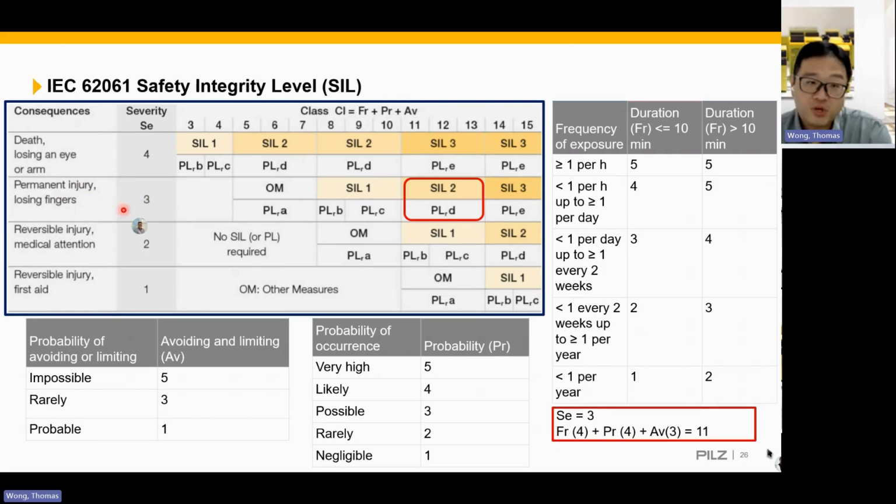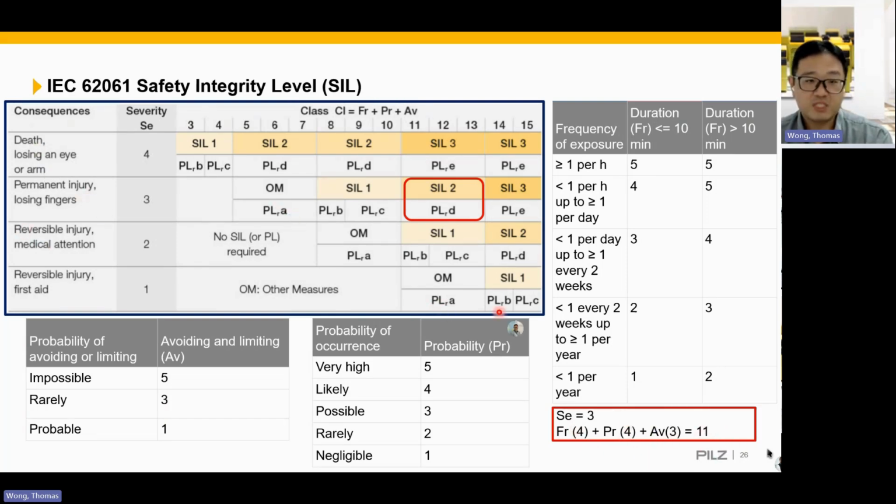This could be a robot example, okay? And then we look at what the FR itself is. If we term it that we will be exposed less than 1 per hour, but more than 1 time per day, and the duration will be less than 10 minutes, I will take this rating of 4. And let's say I think the probability of occurrence is likely, so I will take 4. And then the probability of avoiding is actually rarely, because it's not too often, so I will take 3. With this, we add up together 4 plus 4 plus 3, which is equivalent to 11.